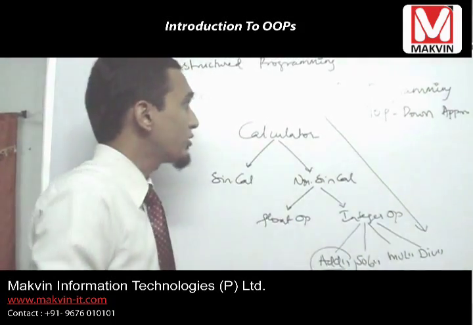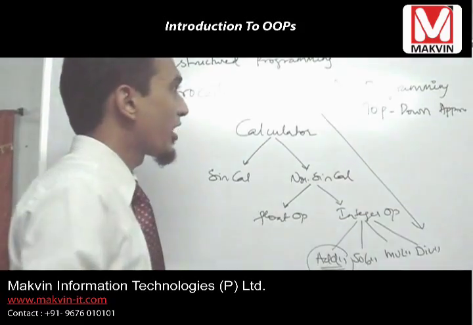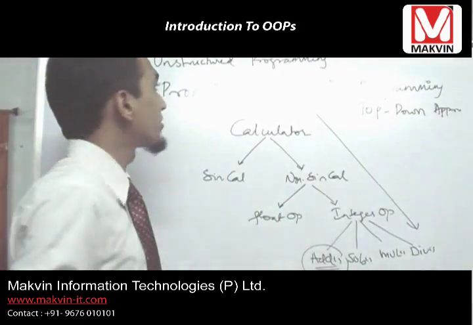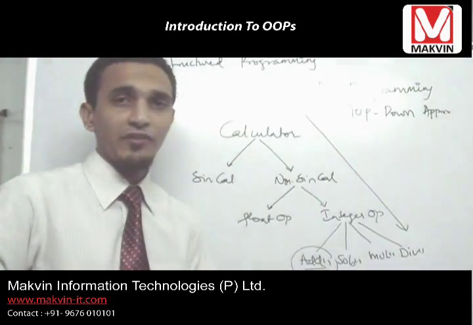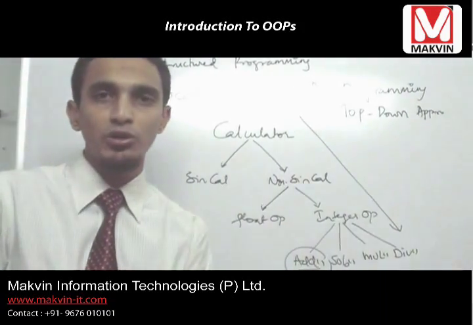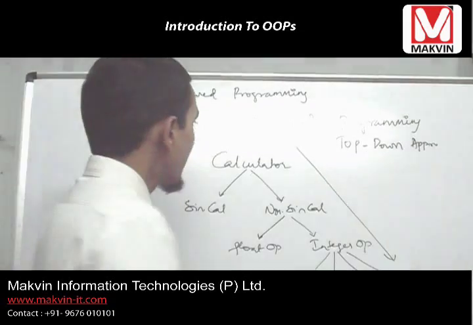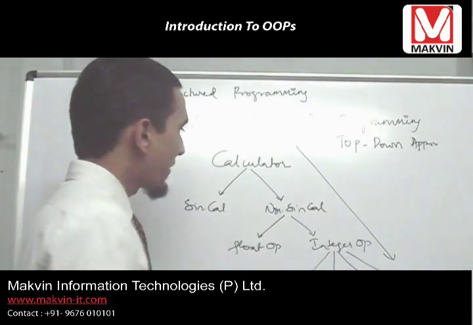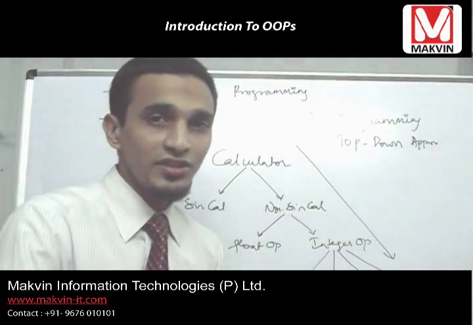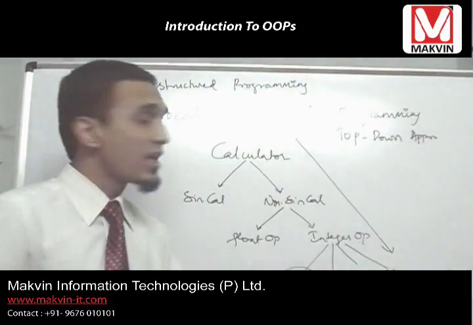So here we have seen that with the help of procedure oriented programming language, we have overcome the problems of our unstructured programming language. And the best example of procedural oriented programming language is C. Even though procedural oriented programming language has advantages, on the other side it has disadvantages.